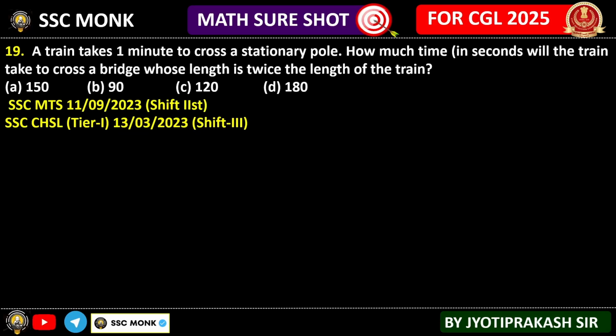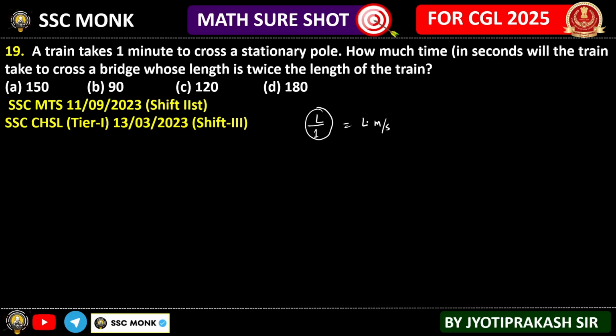How much time in seconds to cross the bridge whose length is twice the length of the train? Now understand, if let's say length of the train is equal to L, it takes 1 minute to cross this pole. That means total speed of the train is equal to L meter per second.